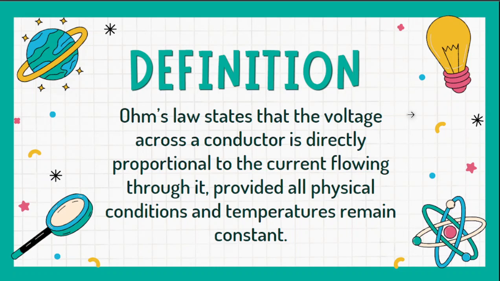It states that the voltage across a conductor, which means if there is a conductor in a circuit and there is voltage. Now what is voltage? What is current? We are going to understand all. The voltage is directly proportional to the current flowing through it, with all the physical conditions like the temperature remaining the same. Let's see it.